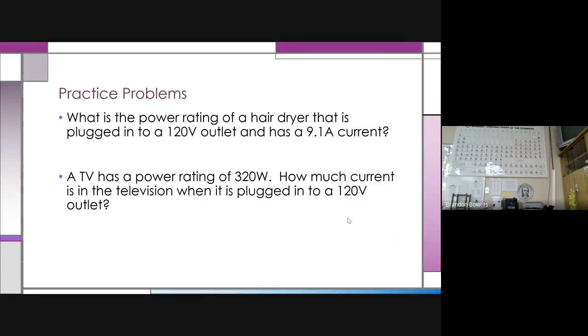Well, watts is equal to my amps times my volts. I know my amps over here, right? 9.1. That's going to be multiplied by my volt, which is 120. So your answer would be 1,092, and the unit is watts. How do we feel on that? Pretty good?